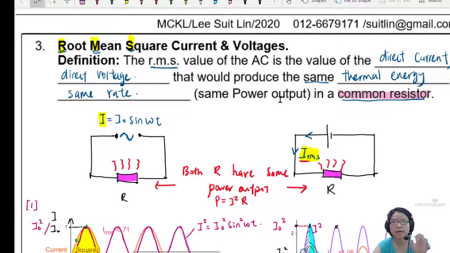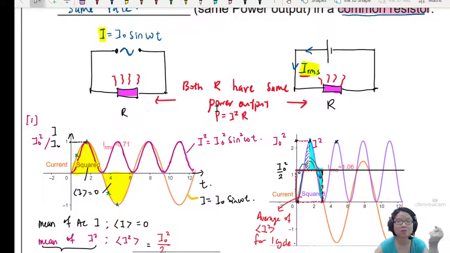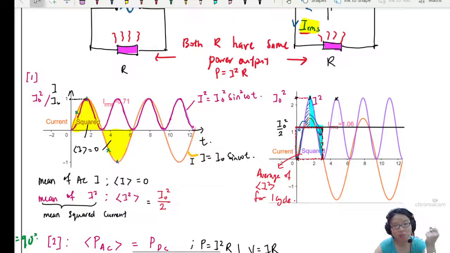Same power output as the common resistor. So once the power output is the same, the idea here is we need to find the average. But we cannot average sine because the average of sine is 0. So we average sine square, which also happens to help us because power is I square R. And for sinusoidal waves, the average of I square is I naught square over 2.